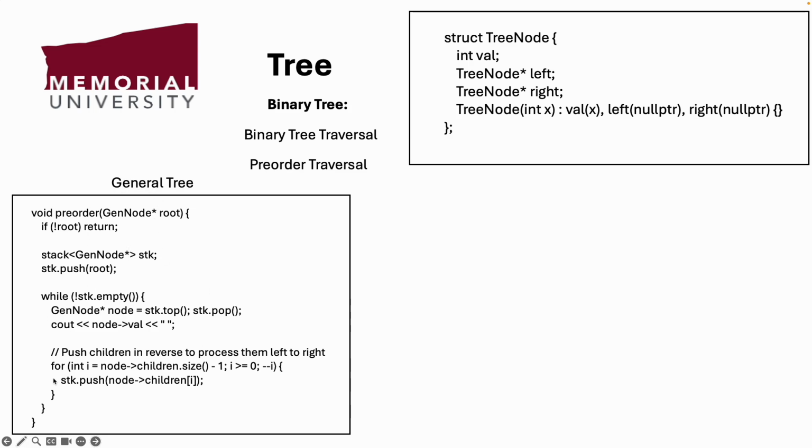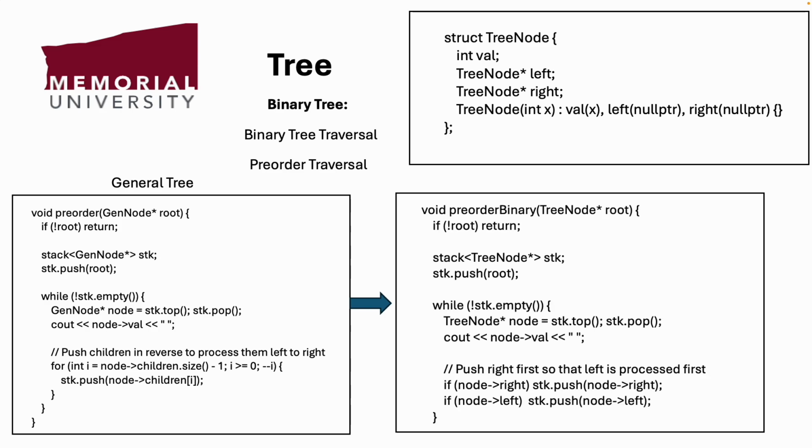Okay, so this code is a pre-order traversal implemented with a stack for the general tree. We have learned this already. We want to convert it into the pre-order traversal for the binary tree.